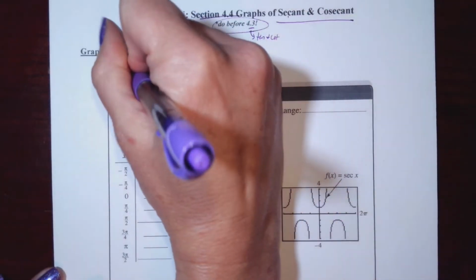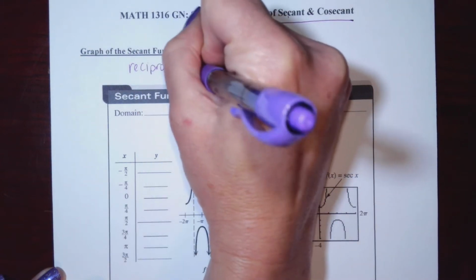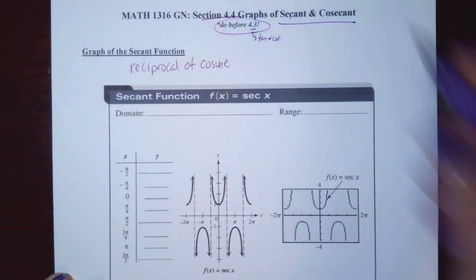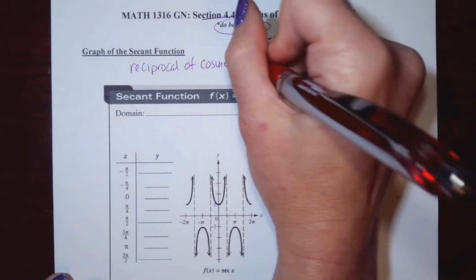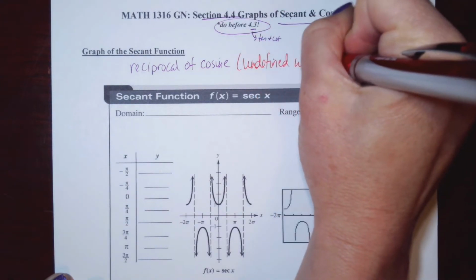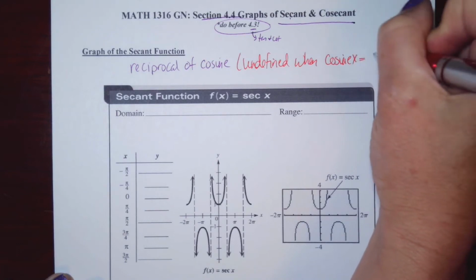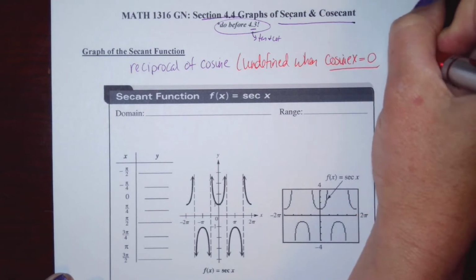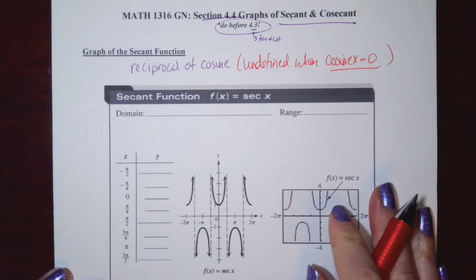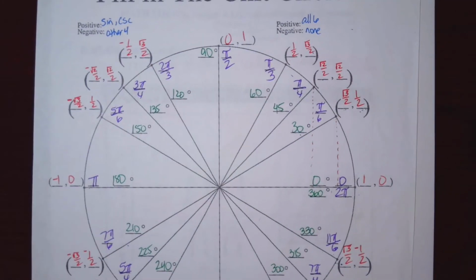Secant is the reciprocal of cosine. You know that already. Secant is the reciprocal of cosine, which means that secant is undefined when cosine x is 0. So if cosine is 0, secant is undefined. Well, where is cosine 0? Back to your unit circle.